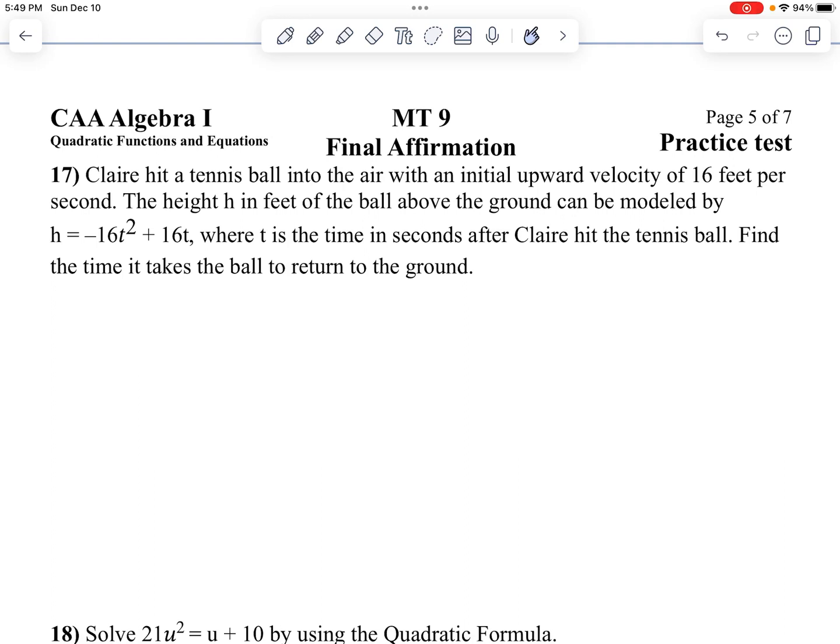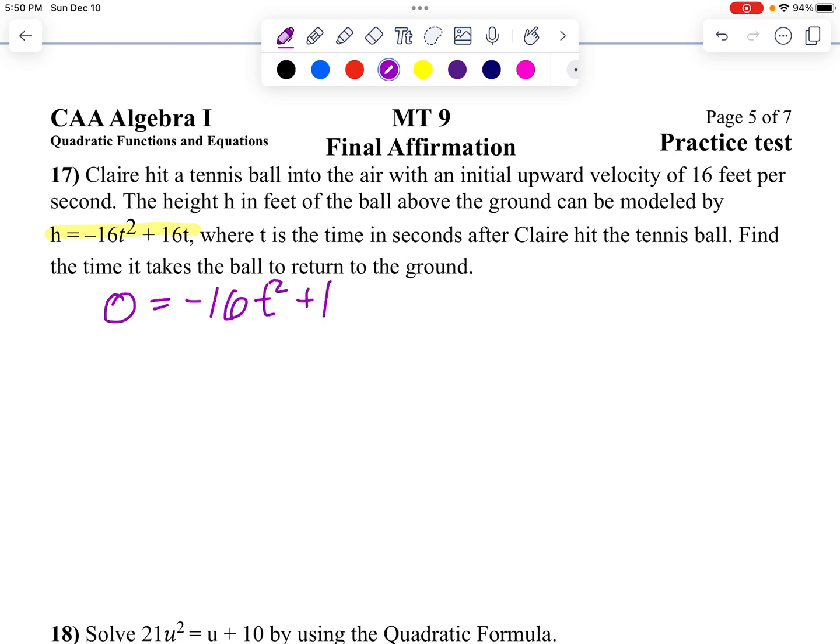We got Claire hitting this tennis ball with an upward velocity of 16 feet per second. The height of the ball can be modeled by this equation. T is the time in seconds it takes for Claire to hit the tennis ball. Find the time it takes for the ball to return to the ground. Well, the ground is going to be 0 feet. So 0 equals negative 16t squared plus 16t.